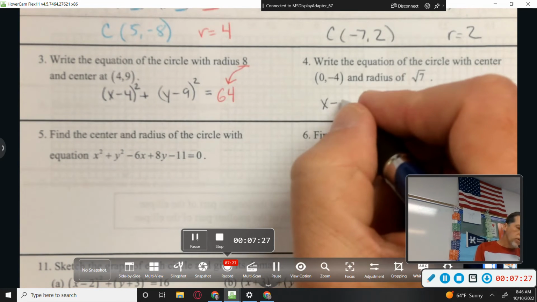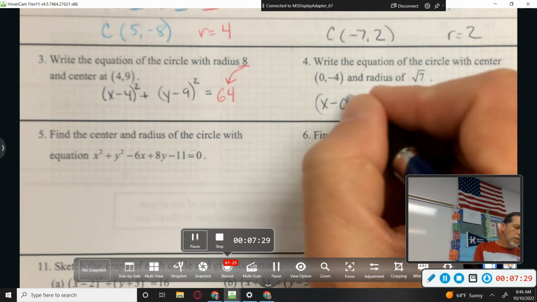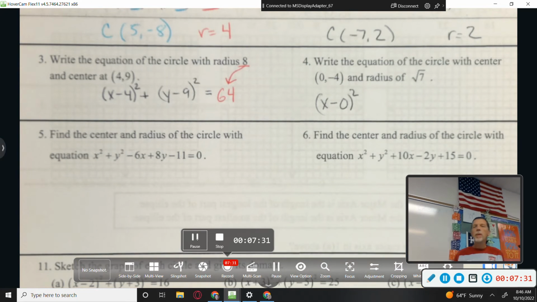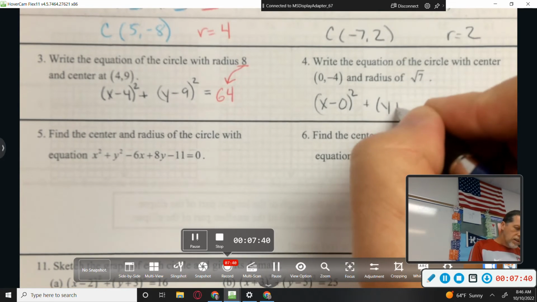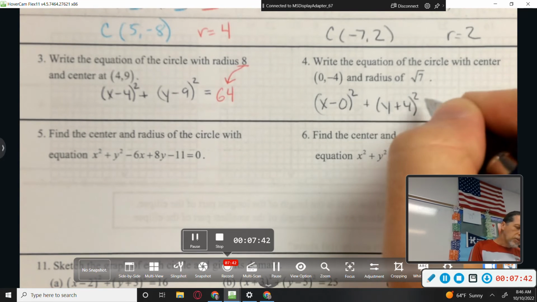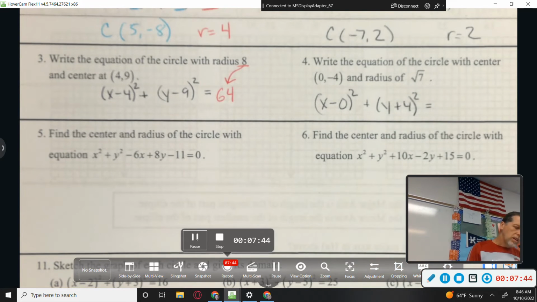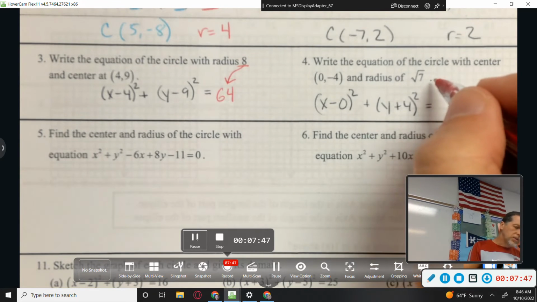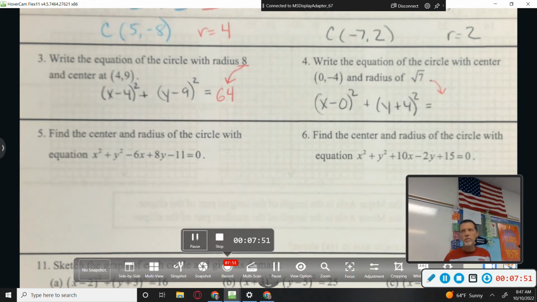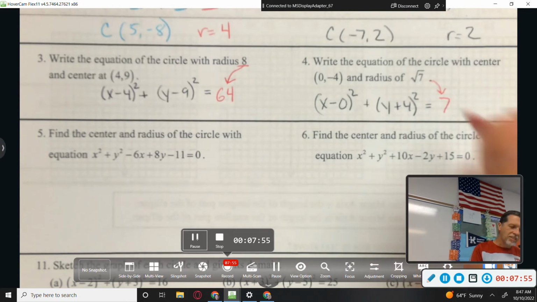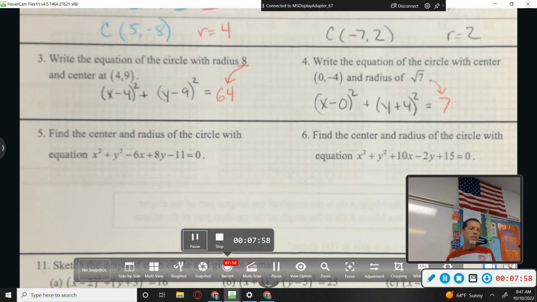Number 4, (x minus 0) squared, which means you don't really need to write x minus 0, but some people will write it to emphasize that 0 is the x coordinate, plus (y plus 4) squared equals, what do we get when we square the square root of 7? 7. Okay, so those are pretty easy.